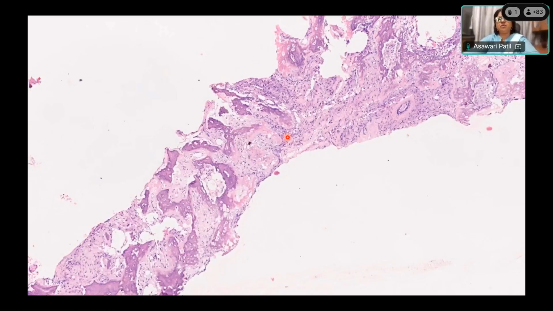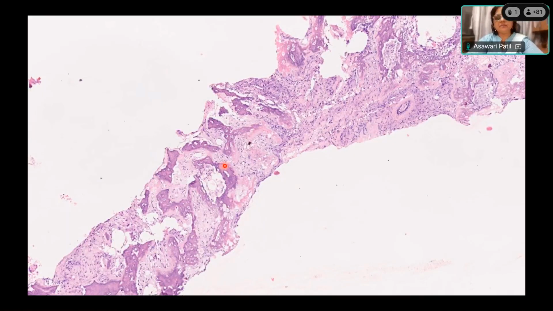Pimpy, you haven't spoken for a while. Are you there, Pimpy? Yes, ma'am. Can you describe this? The section from the core biopsy shows, in low power, a tumor which has replaced the whole normal breast tissue. Good. That is more important, that you don't see any normal breast tissue, right?